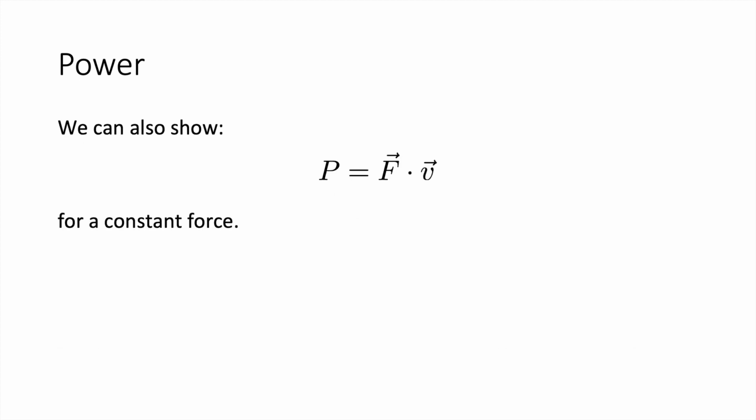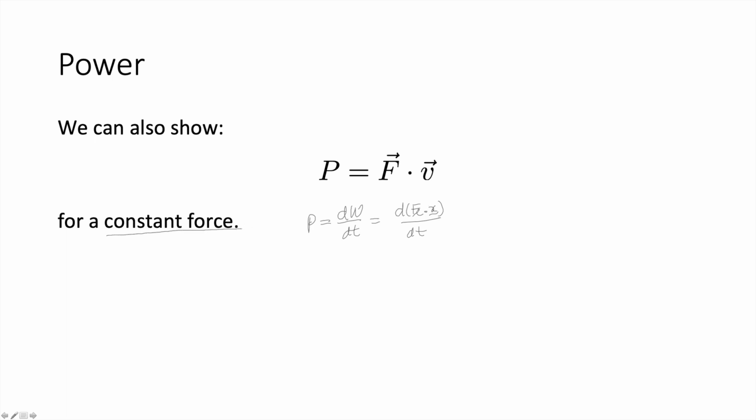Now we can quite easily show that for a constant force, the power is equal to the dot product of the force with the velocity. So to show this, we can say, well, the power is equal to dW/dt. That's what we just had on the last slide as the instantaneous power. And we've seen that the work done is equal to F dot dx. Now we're saying for a constant force.